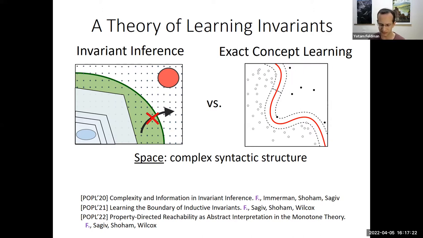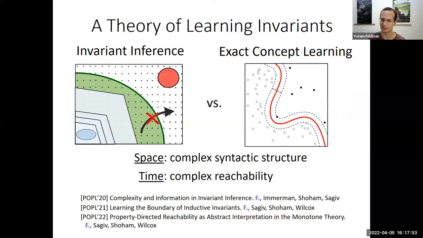But invariant inference and learning theory, they're not exactly the same. And this is because in invariant inference, there's also the challenge of time. So what defines good and bad points in invariant inference is actually reachability in the transition systems, or how the program goes in time. And this causes significant differences between invariant inference and exact concept learning. So we have in invariant inference both the challenges of space and time.